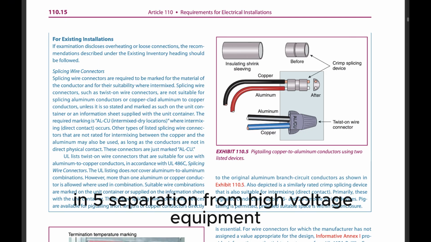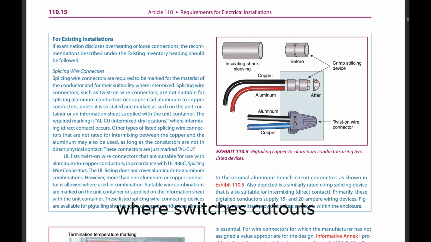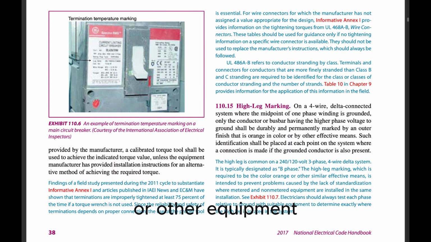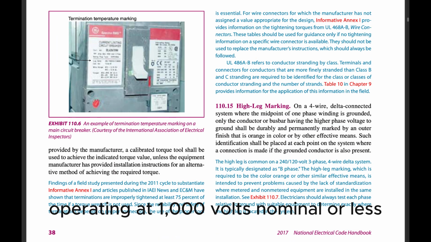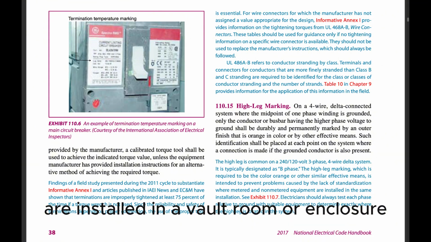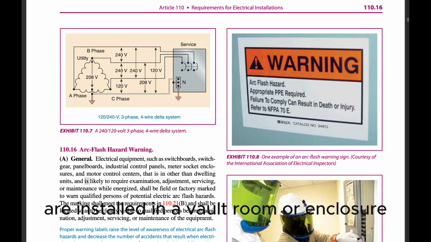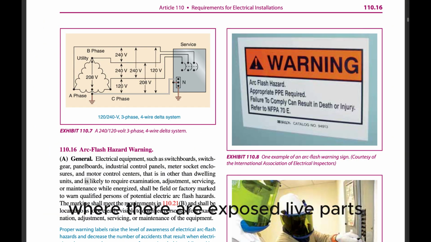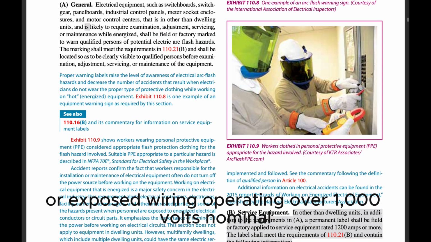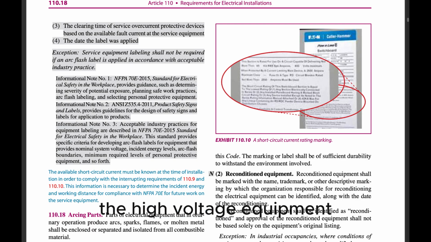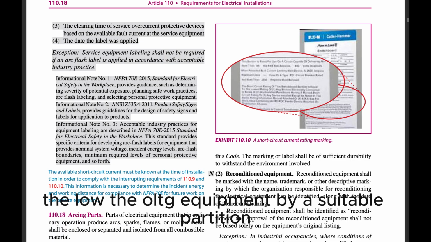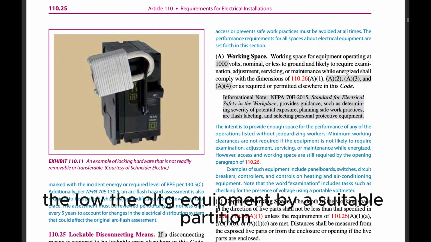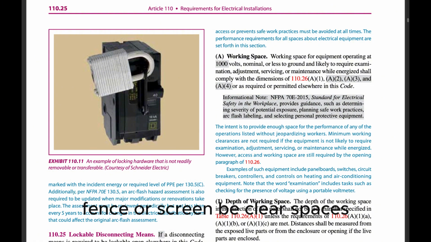And 5. Separation from high-voltage equipment. Where switches, cutouts, or other equipment operating at 1000 volts, nominal, or less are installed in a vault, room, or enclosure where there are exposed live parts or exposed wiring operating over 1000 volts, nominal, the high-voltage equipment shall be effectively separated from the space occupied by the low-voltage equipment by a suitable partition, fence, or screen.